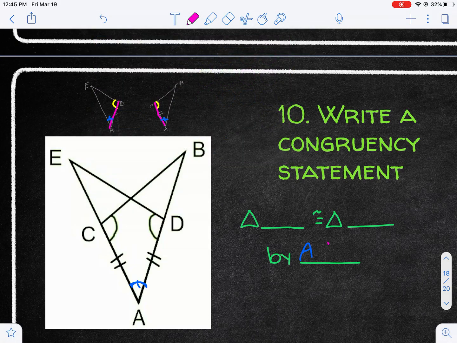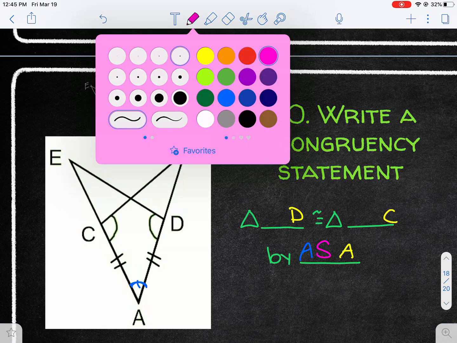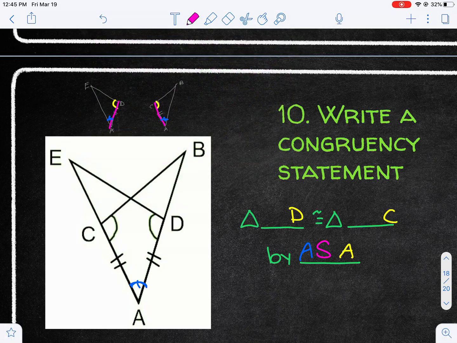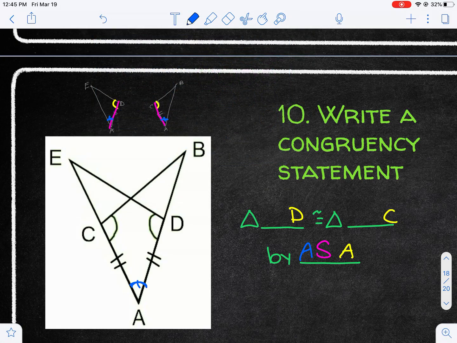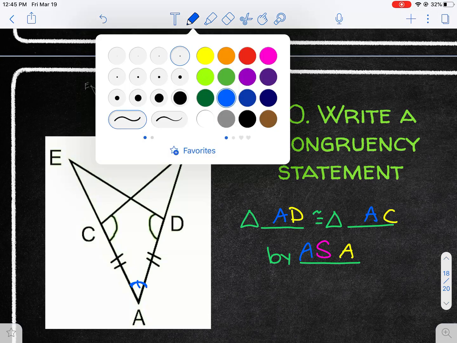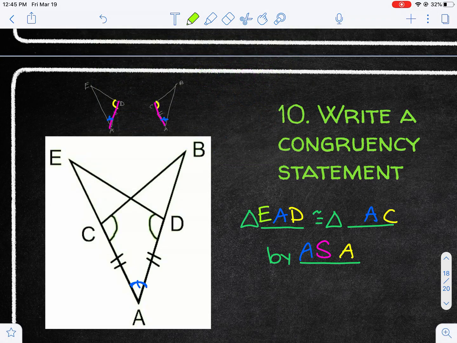So I had my blue angle, my pink side, and then my yellow angle. In my first triangle, D and C match up. They're my yellow angles. A and A match up. And then that last angle rather would be E and B.